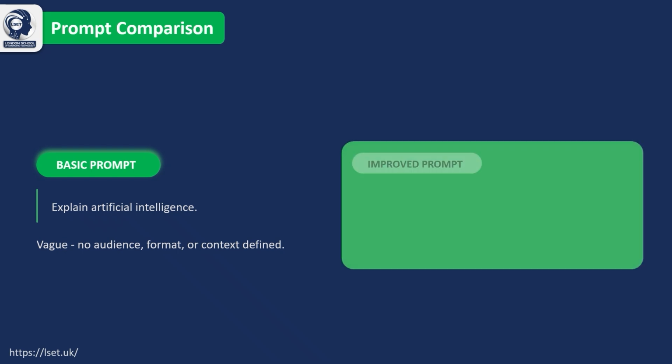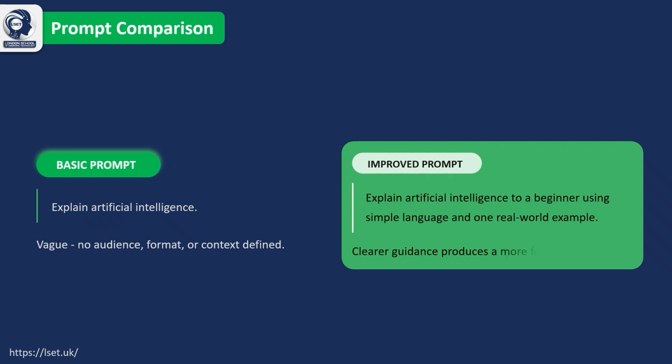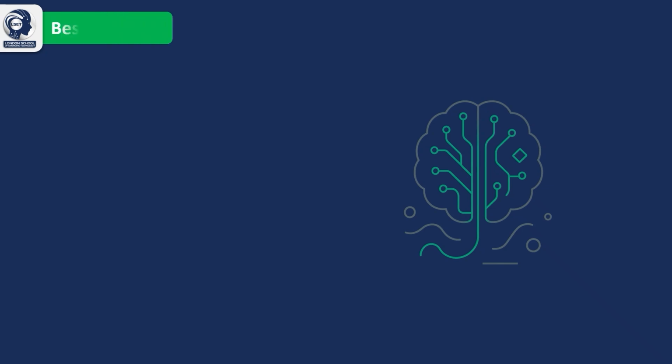Now look at the improved prompt. Explain artificial intelligence to a beginner using simple language and one real-world example. This prompt clearly defines the audience, writing style, and expected output. The lesson is simple. The more specific and structured your prompt is, the more focused, useful, and relevant the AI's response will be. To get the best results from any large language model, follow a few simple best practices.